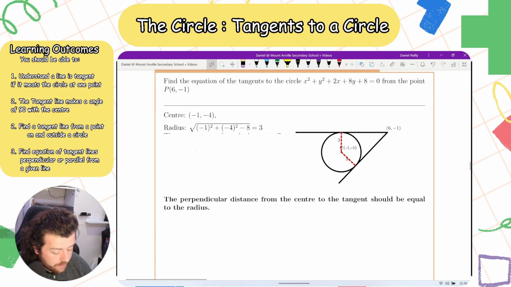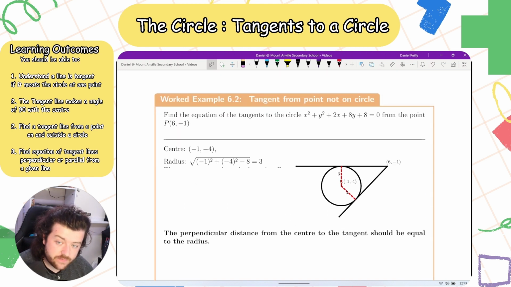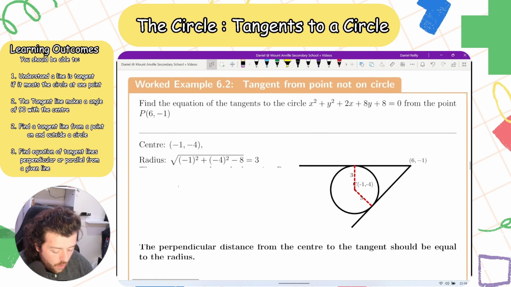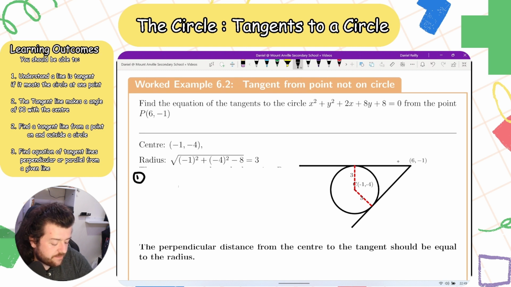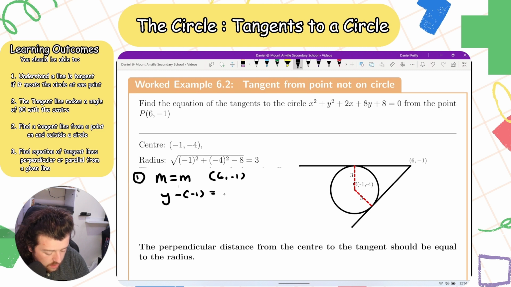So what we need to do first is make an equation of these lines. I do not know what the slope is, so I'm just going to say my slope is m and my point is (6, -1). I'm going to find an equation of a line in terms of m for these two tangent lines. So it's y minus y1 equals m times (x minus x1), so y plus 1 is equal to mx minus 6m.